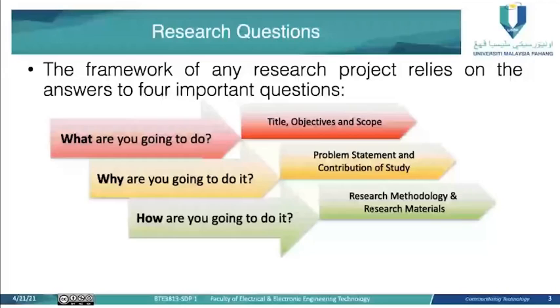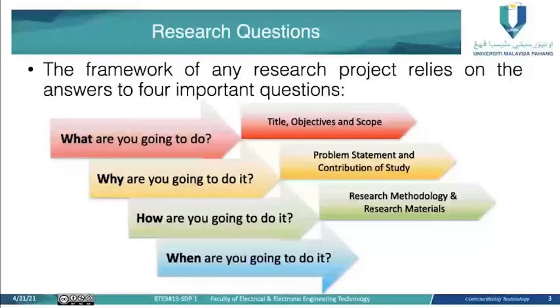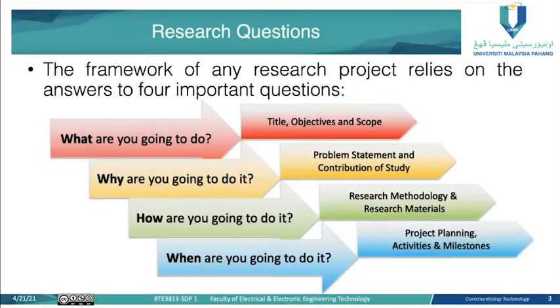The fourth question is: when are you going to do it? When does not mean a specific date or a specific day, but it is your Gantt chart, the plan of your research. Your SDB is one complete year. You start from SDB 1 until the end of SDB 2. Maybe we start in February and finish next January, so almost one year.